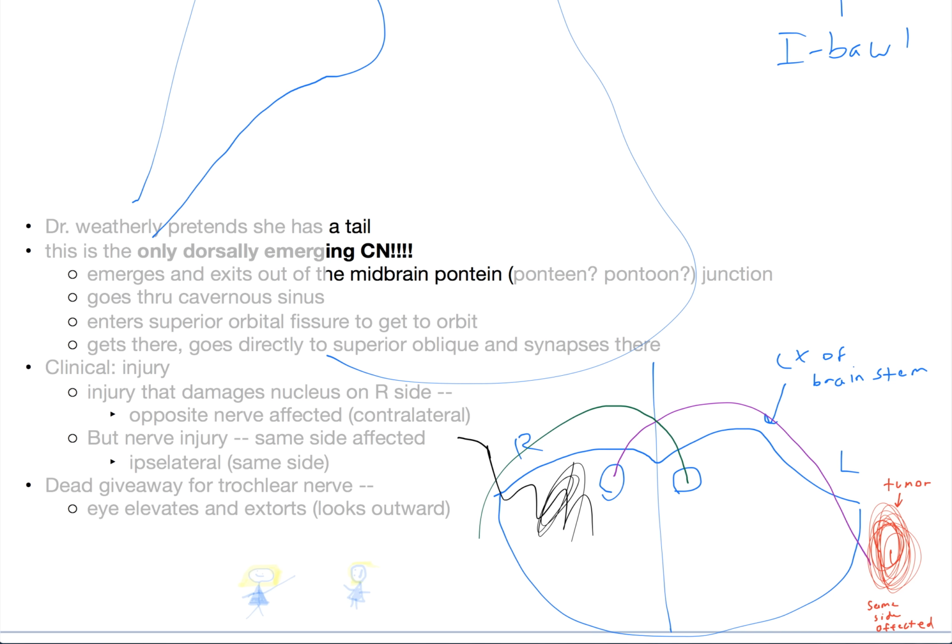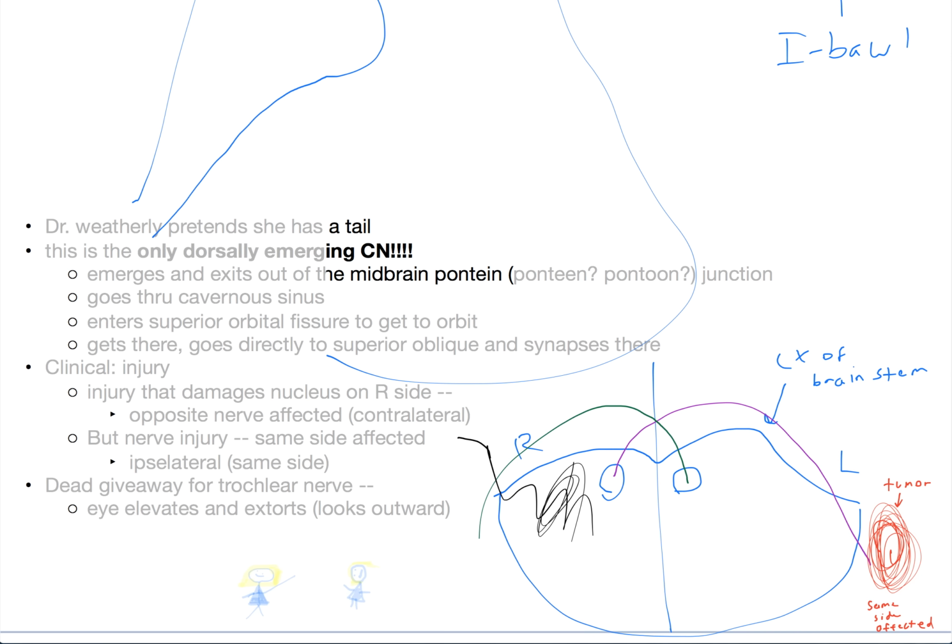Refer to our chart, friends. The only thing you do is ask them to adduct the eye and look down. Okay, so that's the fourth nerve. So the injury is just to that nerve or to that nucleus. Yeah, just two injuries you need to know: injury to the nuclei, injury to the nerve.